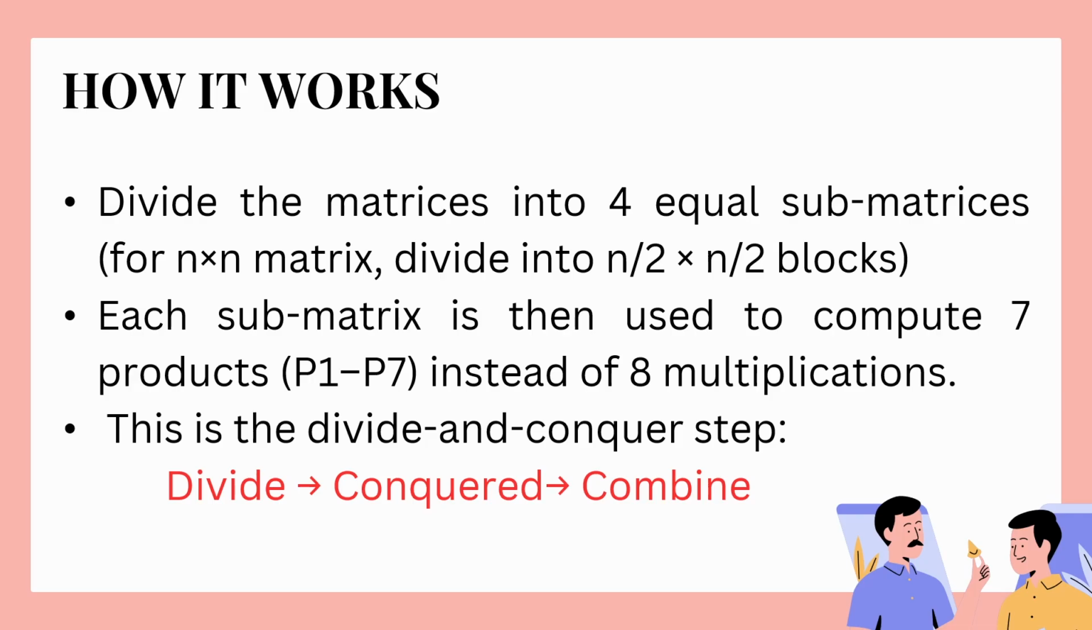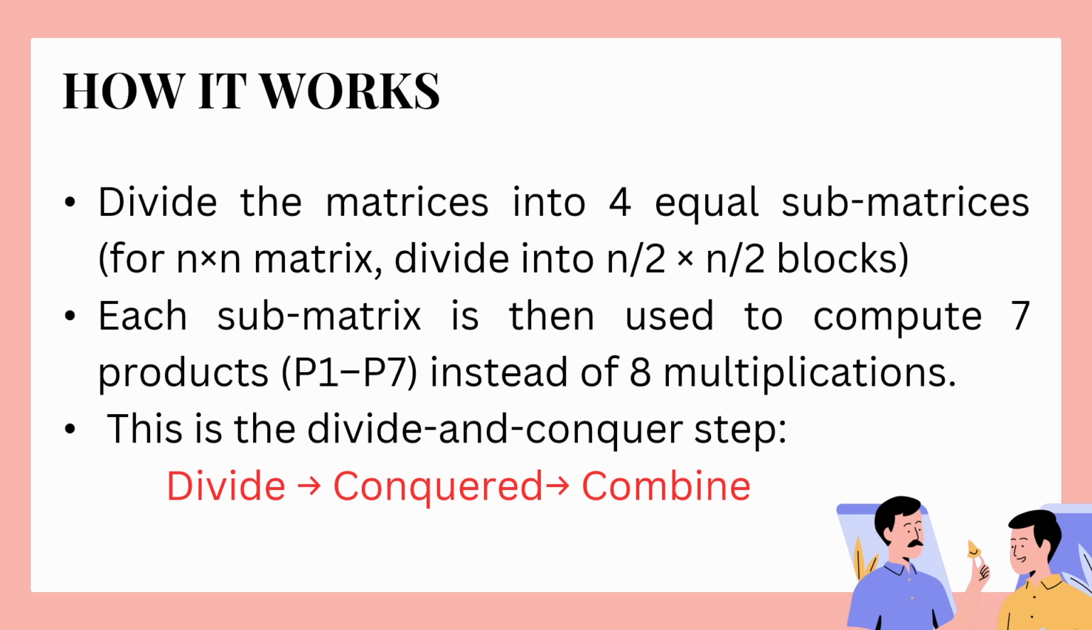Next, instead of doing normal multiplication, it creates 7 special combinations of these smaller matrices. These combinations include addition, subtraction and multiplication. Because of this trick, we reduce one multiplication. Now why is it important? Because multiplication takes more time than addition and subtraction. So even though we do more additions, reducing one multiplication makes the algorithm faster overall. After calculating those 7 values, we arrange them in a specific way to get the final result matrix.